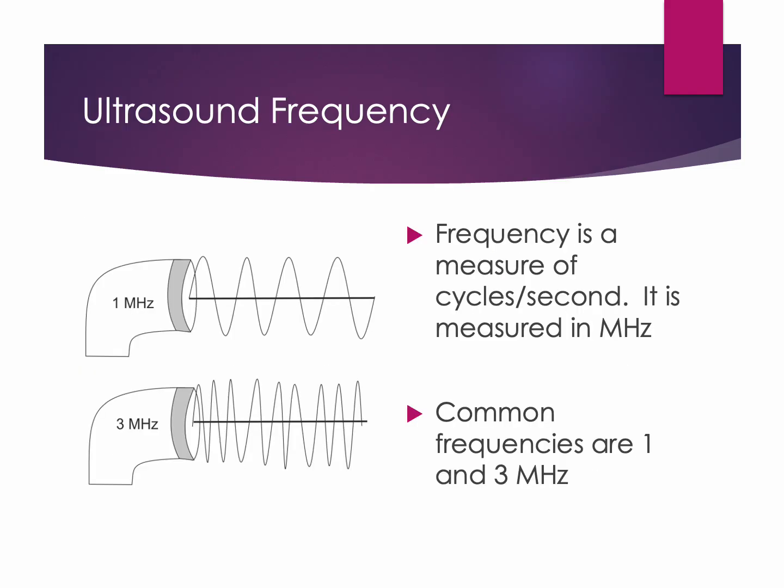Frequency refers to how many cycles occur per second and is measured in megahertz. In clinical practice, we most commonly use 1 megahertz and 3 megahertz, although you may also see 2 megahertz or 3.3 megahertz.